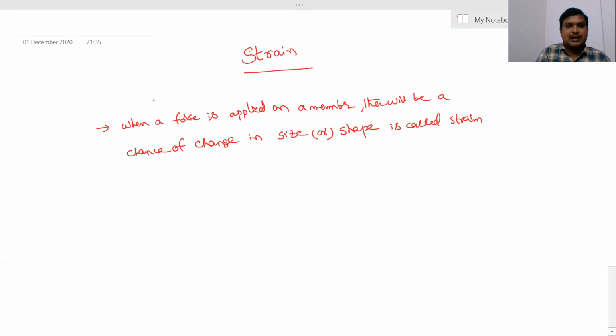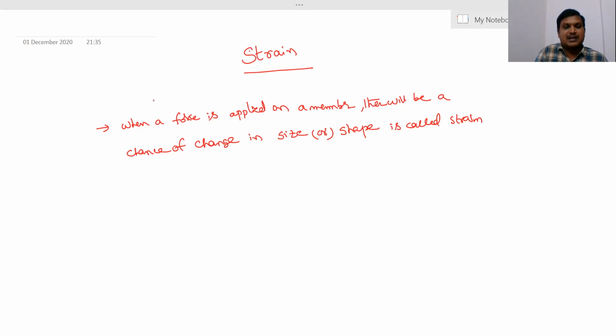So in the previous class, I explained that stress is nothing but internal resisting force per unit area. For developing stress, there should be two considerations. The first consideration is the body should be constrained, and the second consideration is there should be a net unbalanced force.